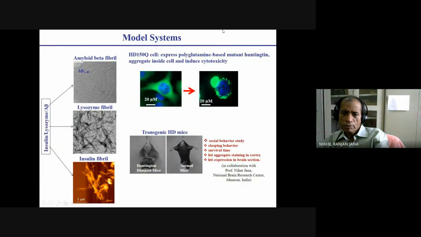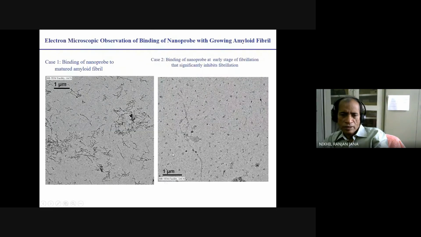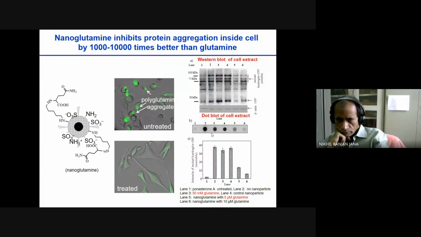These are the model systems that we use. These are the protein fibrils that are linked to diseases, and we use them in cell models and mouse models to show the performance of designed nanodrugs. These are examples of protein fibrils. The wire-like structures are fibrils, and the small dots are actually our designed nanodrugs. They bind to these fibrils, and if they bind at the early stage, they stop the protein fibrillation. They stop the growth of fibrillations. That's how they inhibit protein aggregations.